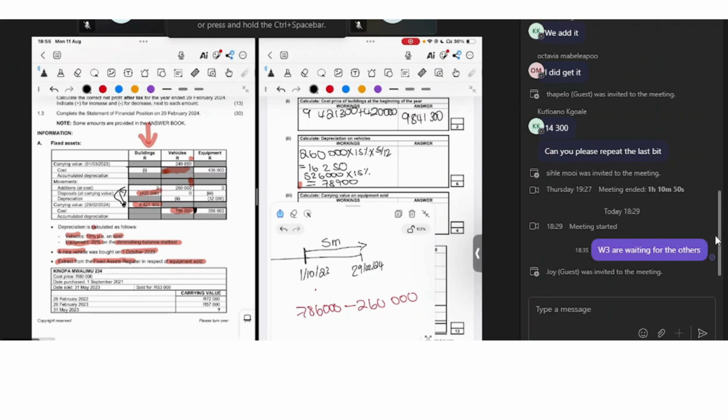So that would be 16,250 plus 78,900 to give you a total of 95,150. Does anyone have a question about how we got to our depreciation for the year for vehicles? Whether it's in the new vehicles or old vehicles, any questions?